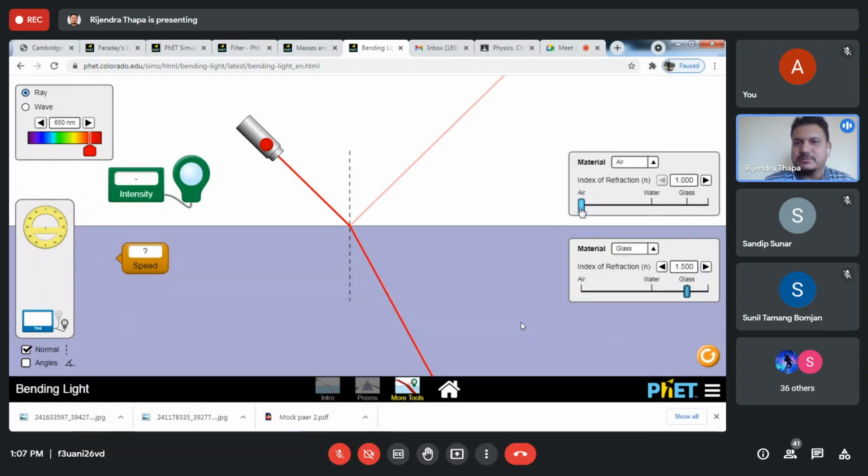We don't have a vacuum here, so it's nearer to vacuum, okay? The refractive index of vacuum and air differs only in the third or fourth decimal place. So we can consider air to be just like a vacuum, okay?